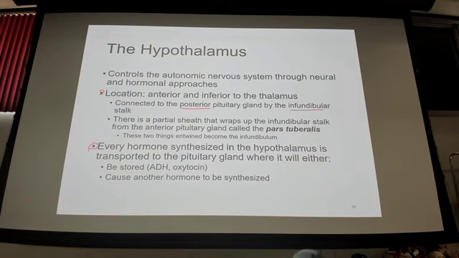Everything the hypothalamus makes makes its way to the pituitary in some form or fashion. All right? So the pituitary is the master gland, the hypothalamus is the master gland. The guy behind the guy. The Oz. Right? The pituitary is called the master gland because it controls the rest of the body. Hypothalamus controls the pituitary in general. Okay?